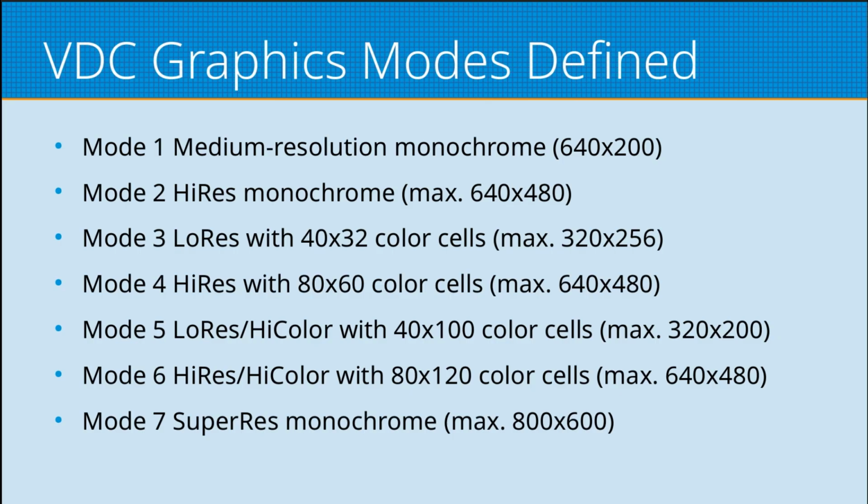You will have noticed that mode 1 and mode 2 are related, in that mode 2 is the higher resolution version of mode 1 and requires 64K. Mode 1 works with 16K of video RAM. It's similar for mode 3 and mode 4. These are both color modes. Mode 4 is the higher resolution version of mode 3 and requires 64K of video RAM. Both are distinct in that they have pretty fat color cells. The color cells are 8 by 8 pixels, giving you 40 by 32 color cells in the low res mode 3 and 80 by 60 color cells in the higher res mode 4.